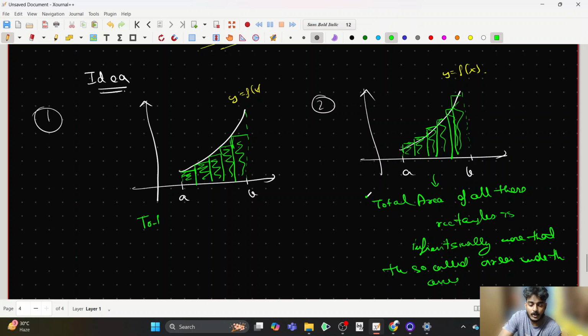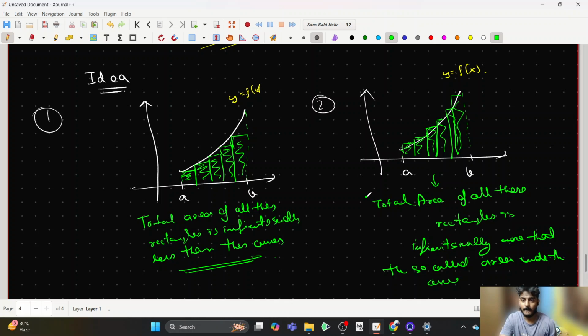And in this case, the total area of all these rectangles is infinitesimally less than these curves.